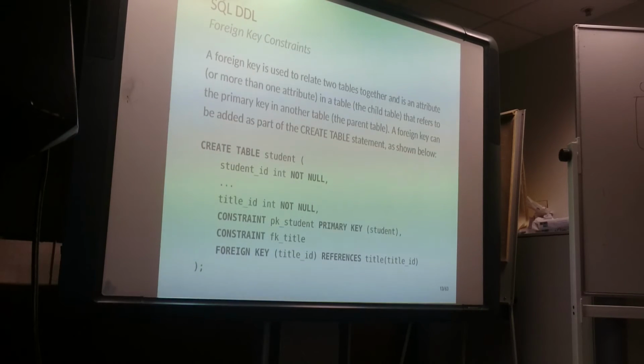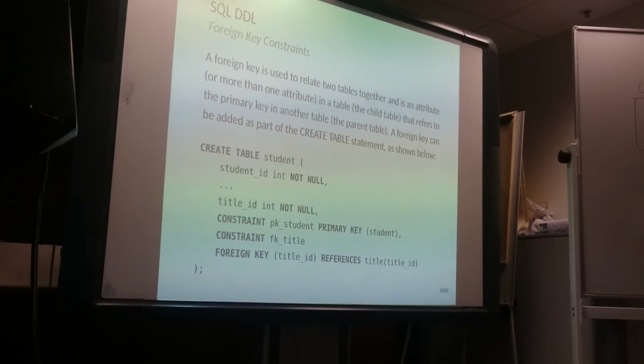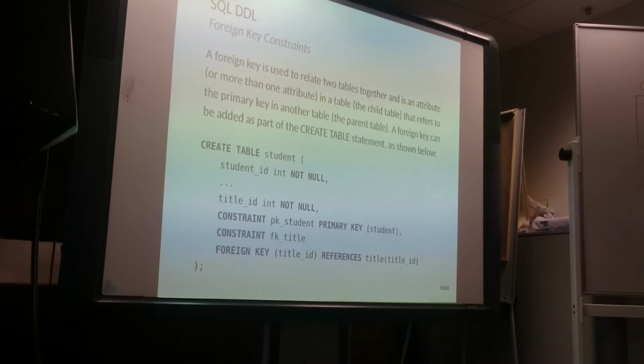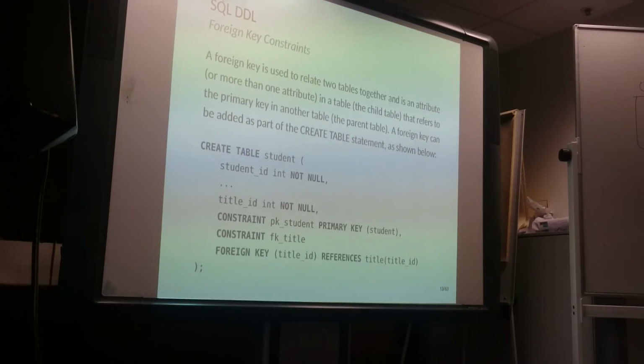Okay, foreign keys. When do you use foreign keys? Anybody? Why do we need foreign keys? The key of another table. It's the key of another table. Yeah. It's when we're relating two tables, and we're relating the two tables on a common attribute.